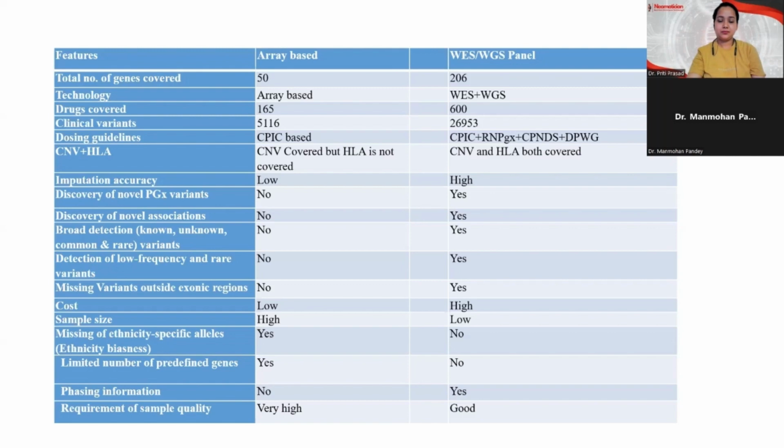The imputation accuracy of array based methods is very low. What is imputation? It is ethnicity based. Normally all the array based methods are based on either a Caucasian population, African population, or Australian or American population. So whatever variation is there in the Indian population or Asian population, that is called imputation, and that imputation accuracy is very low. We may miss some of the variants which are there in the Indian or other populations.